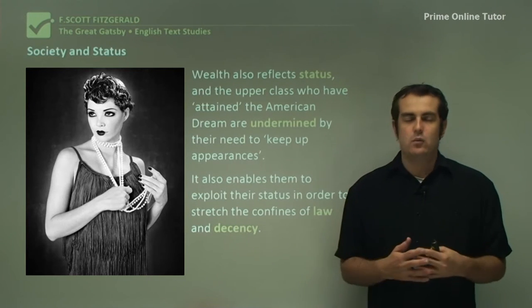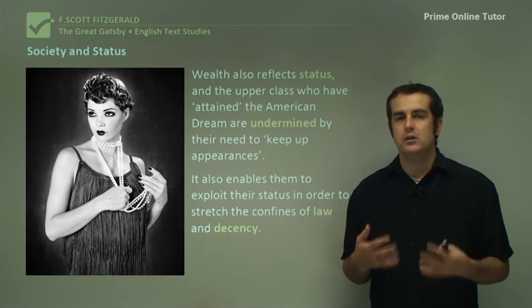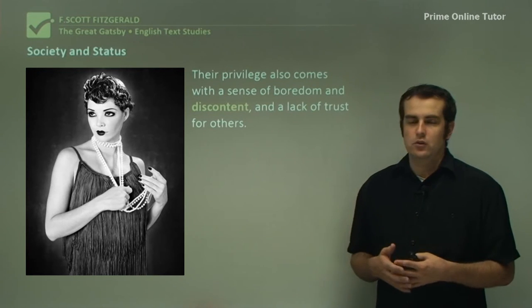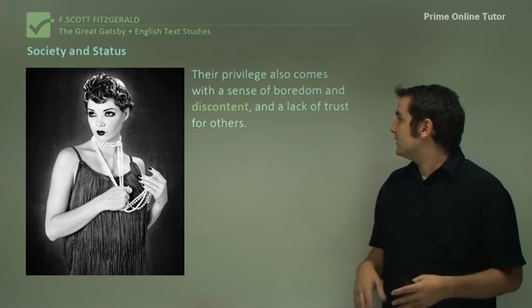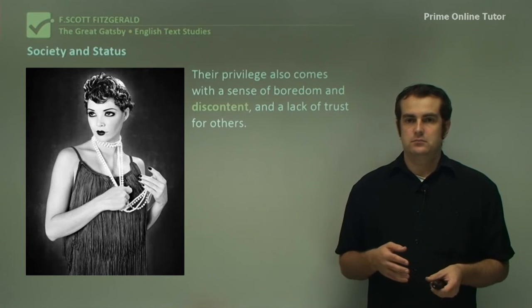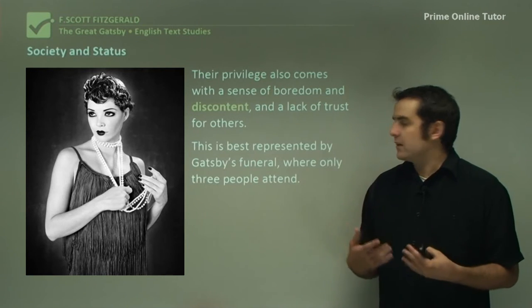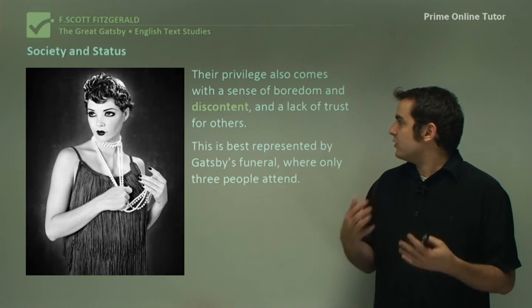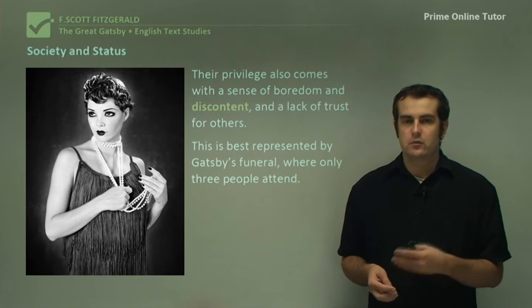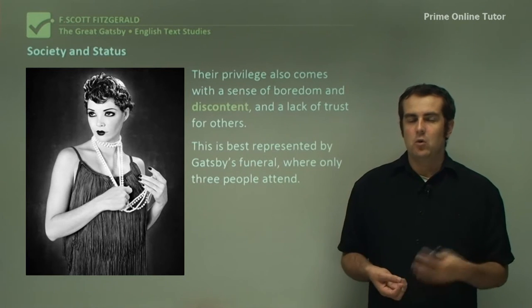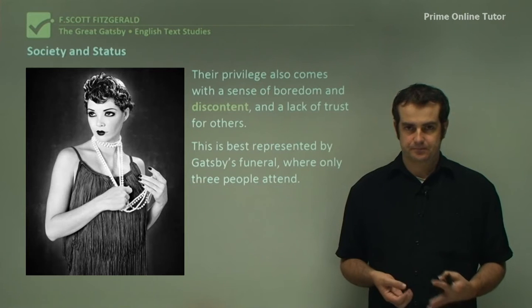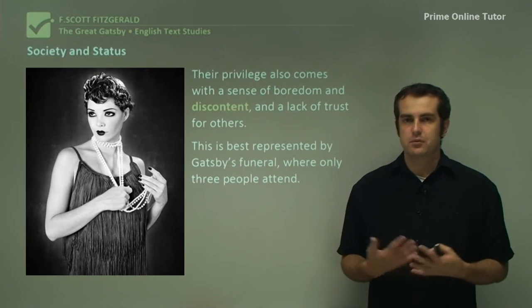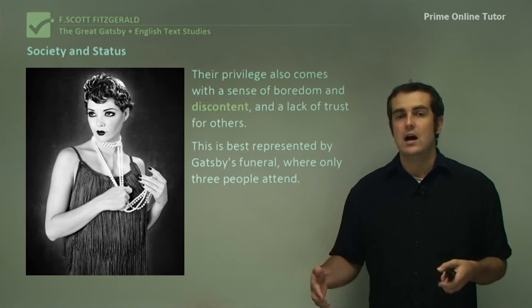It's something where wealth is giving people a whole heap of things which they haven't necessarily earned. And it then also leads to this idea of boredom and discontent, the lack of trust for others. And as I said before, it's represented by Gatsby's funeral, which only 3 people attended. And particularly this lack of trust for others is a sense that no one can really trust each other because they're almost constantly undermining each other. They're constantly having to show things that they're not and trying to prove that they are wealthier almost sometimes than they actually are.